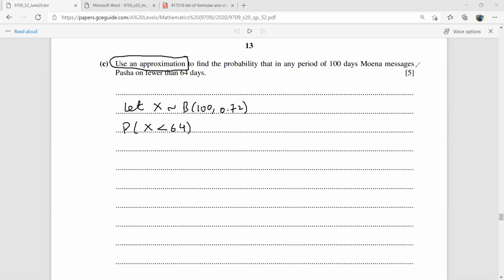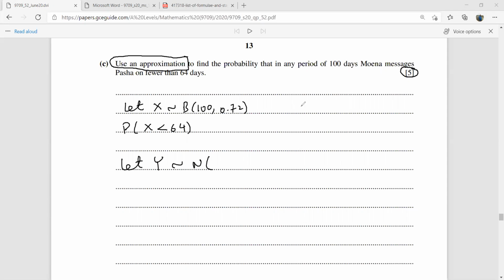This is a very expensive part, 5 marks. That is 10% of your whole paper. So you will be going from the binomial to normal. Let Y be normally distributed. When you have a normal distribution, you have to provide its parameters. What are the parameters of a normal distribution? The mean and the variance.